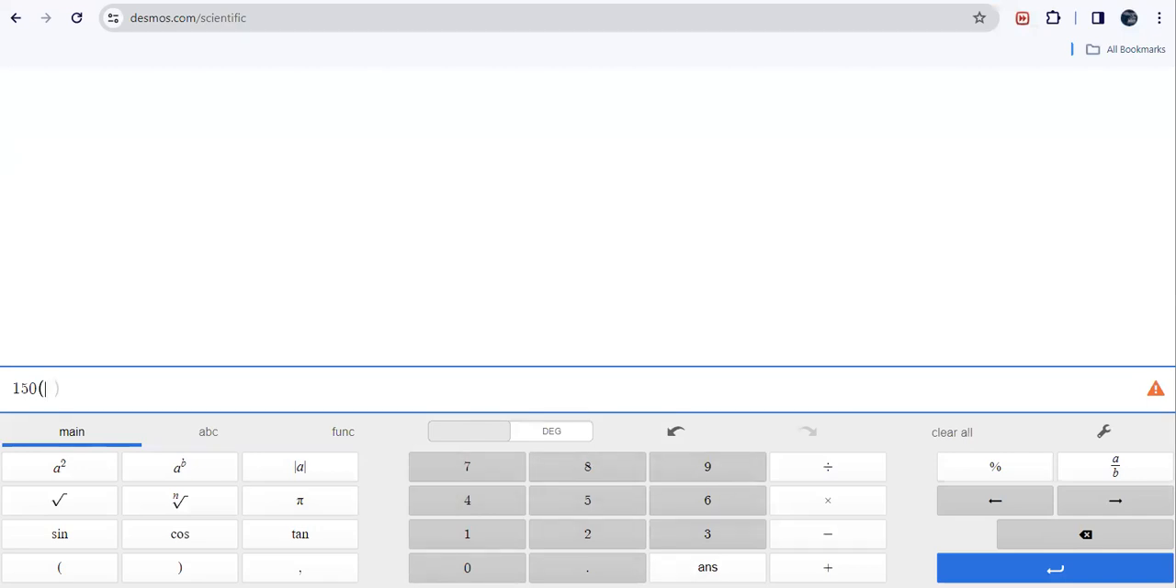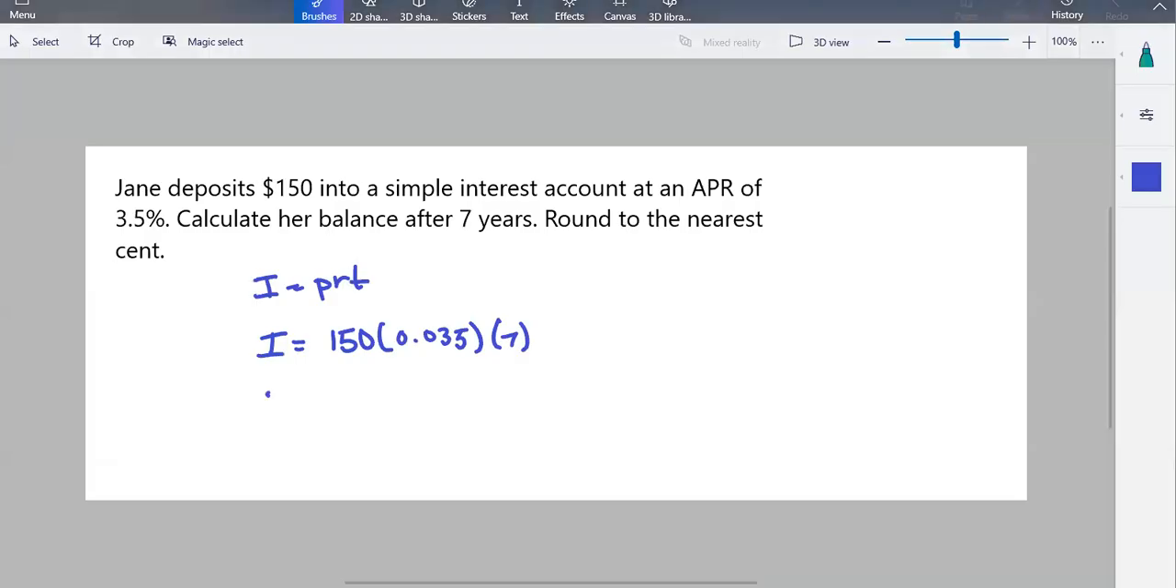So back to Jane. 0.035 and 7 years. And here's my answer right here, 36.75. And so this formula we used was to calculate Jane's interest. 36.75. So the interest she earned was $36.75. Cool. But that's not what they asked us.